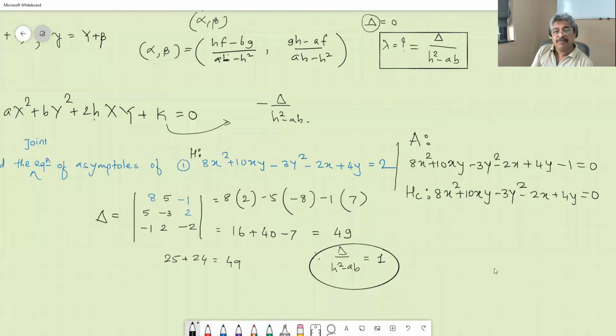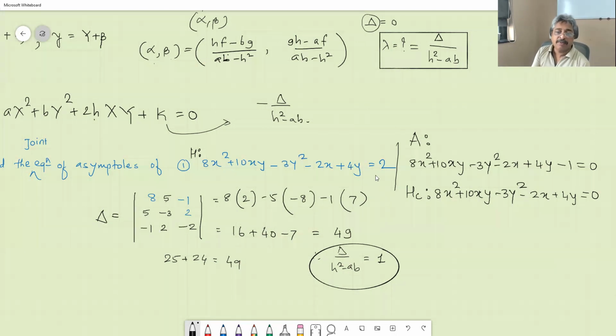Okay, if you want to find out the determinant of this degree 2 equation, a is 8, b is minus 3, c is minus 2, f is 2, g is -1, h is 5. If you evaluate this, you get delta is equal to 49. If you evaluate h square minus ab, you get 49, and therefore delta upon h square minus ab is 1.